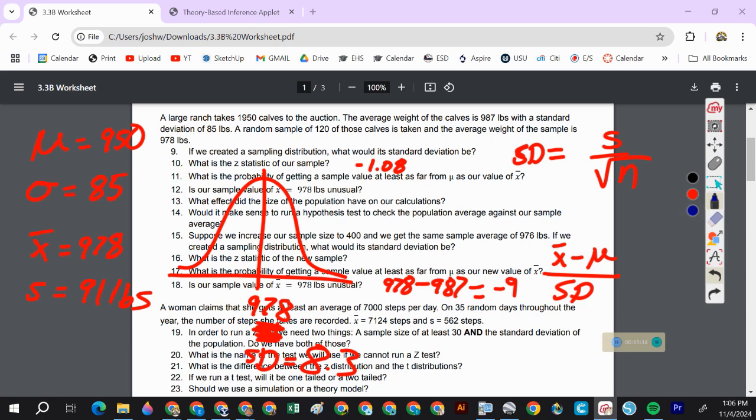So, oh, I wrote the wrong number in here. This is 987, and I ended up with 978, and that gives me a z-score of -1.08. So I want to know what is the chance that I land here or farther that way. Well, that's just the area. That's just the p-value, right?